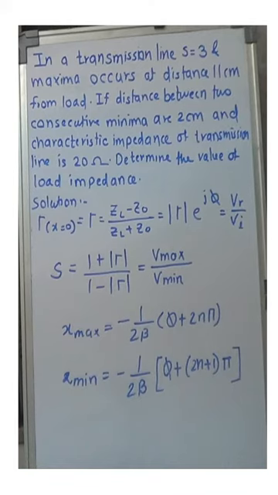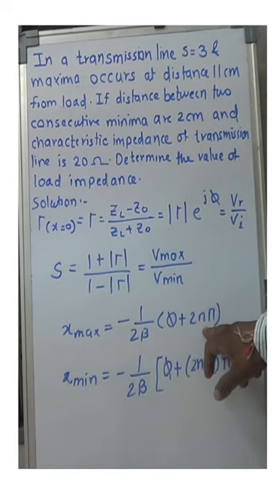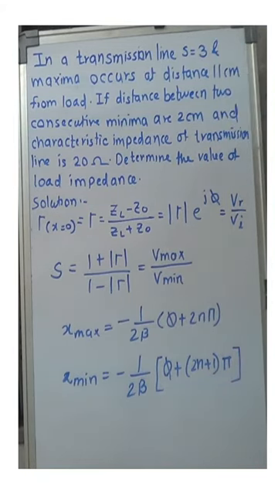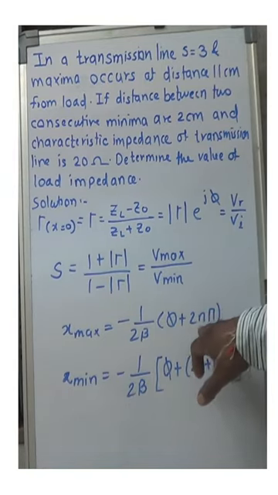Now we will solve a numerical problem. So here, for a transmission line, the voltage standing wave ratio S is equal to 3 given. Maximum occurs at a distance of 11 centimeter from the load. Now as you know, we put the value of n equal to 0, 1, 2, 3, 4, 5, and accordingly we get the maxima. So the distance at which the maximum occurs is given as 11 centimeter, but at which n, whether 0, 1, 2, 3, 4, is not given.